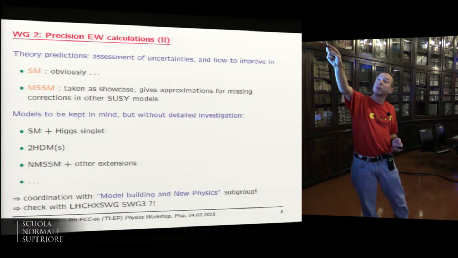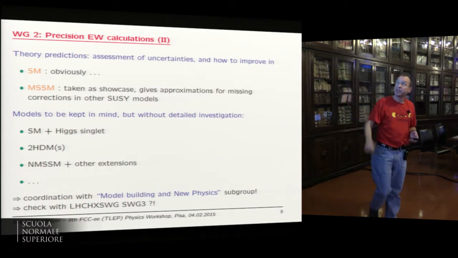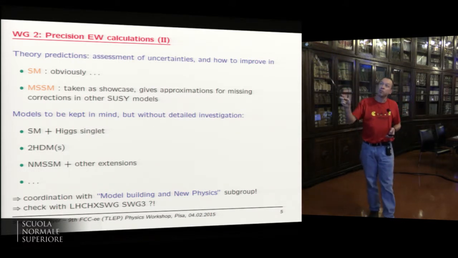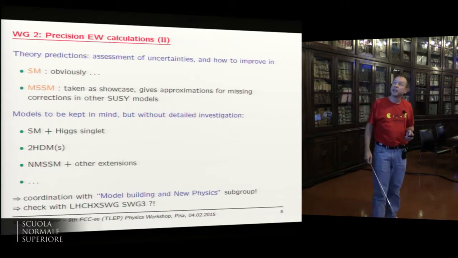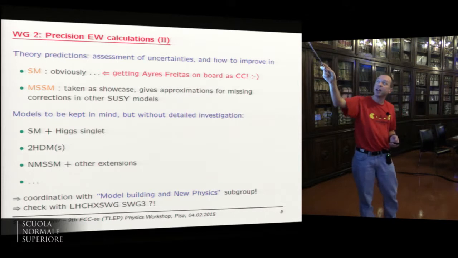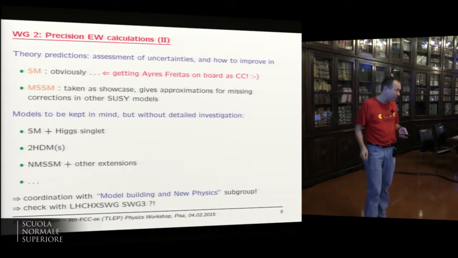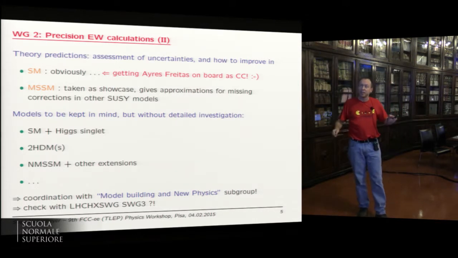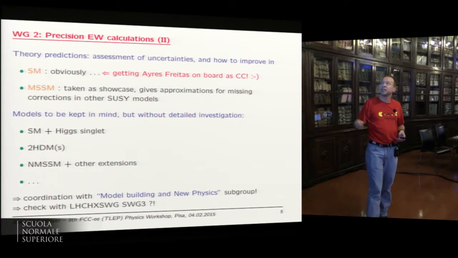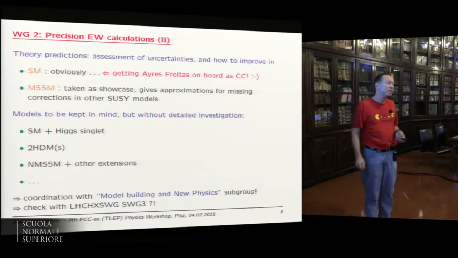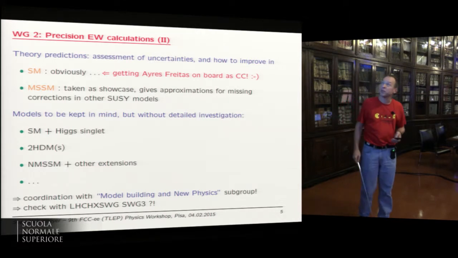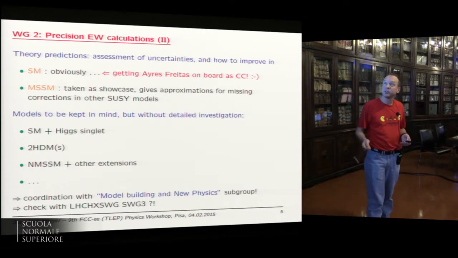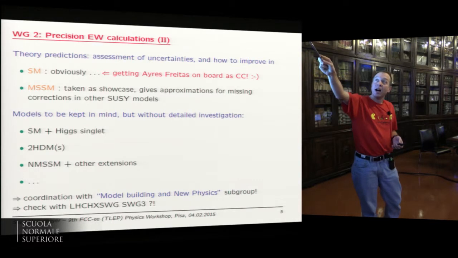As I said, we will look at theory predictions and do this assessment of uncertainties, but in which model? Of course, in the standard model, this is a no-brainer. But here, I'm very happy that Iris Freitas, who will give the next talk, will help, and I am trying to get him on board as a co-convener because he is really working on this stuff these days, and it's very good to have him there. And I'm very happy that he will give the next presentation.